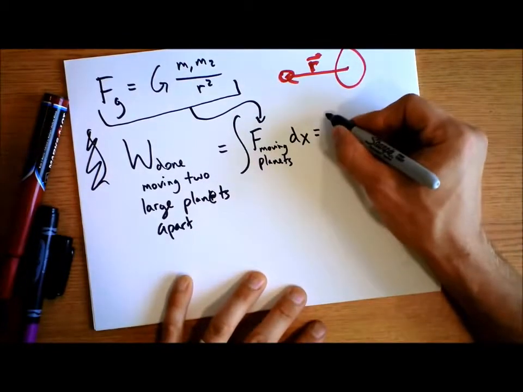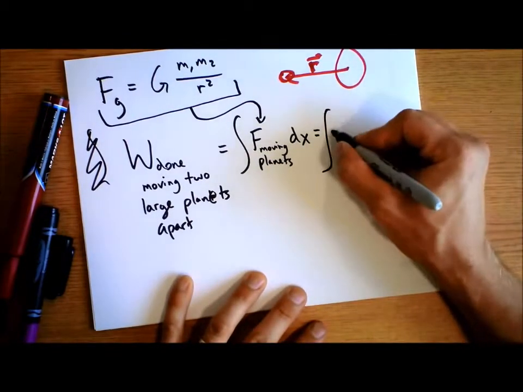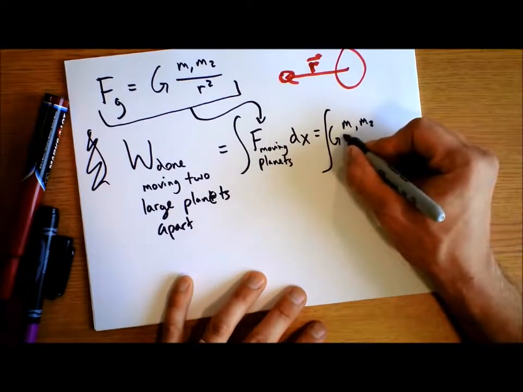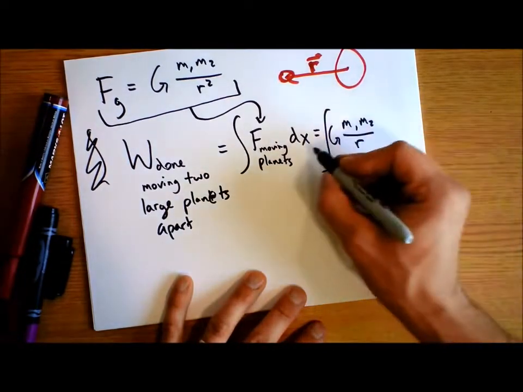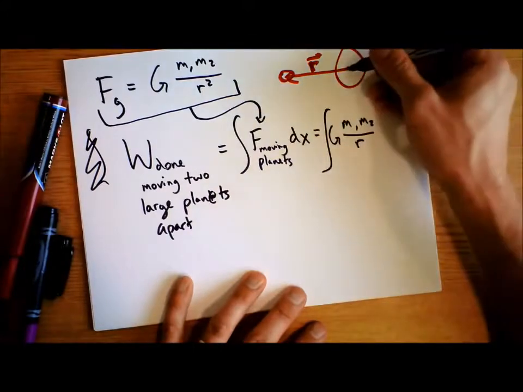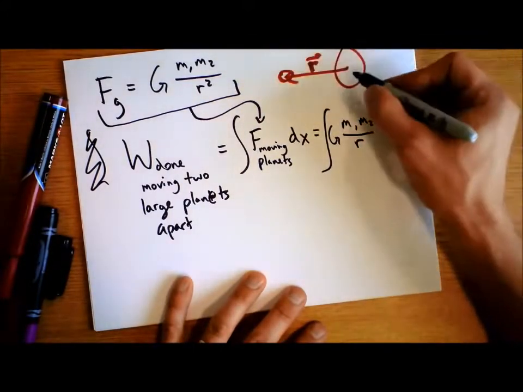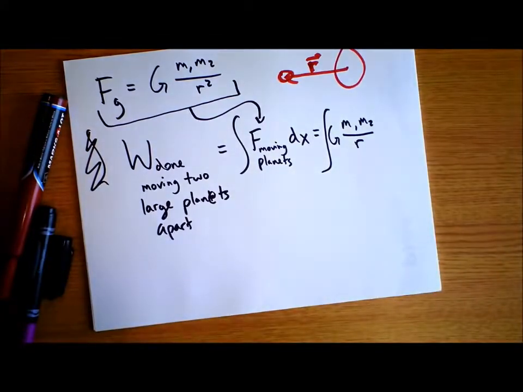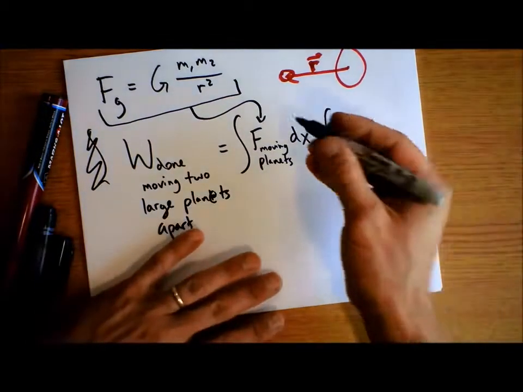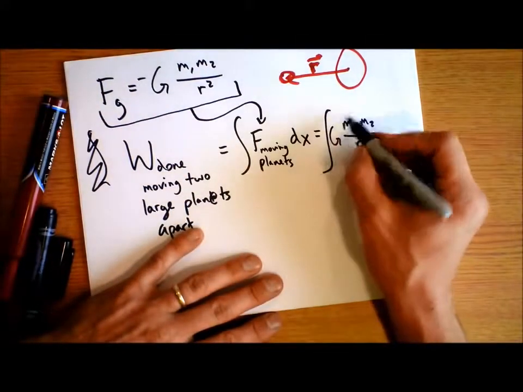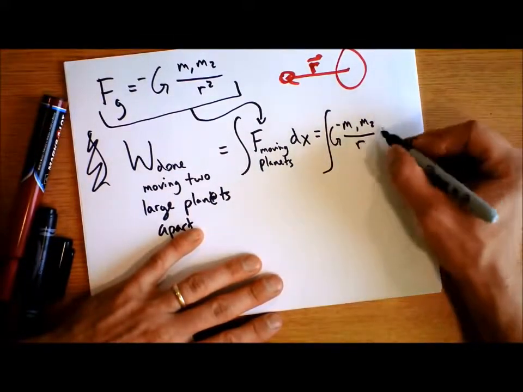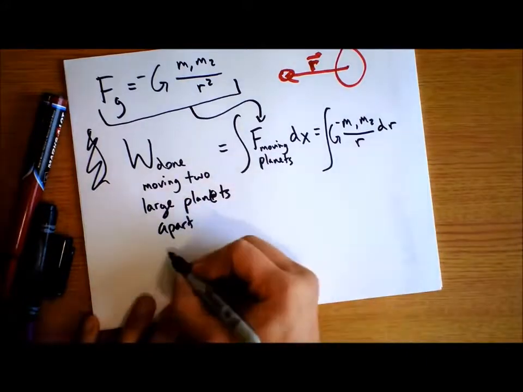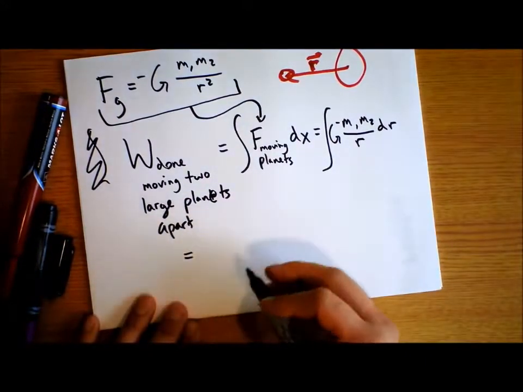So I'm going to get the integral of capital G times the mass of planet 1 times the mass of planet 2 divided by r squared. And remember, instead of saying x, we're actually moving them apart in that direction. There's a minus sign in this force, isn't there? Yes, that's an attractive force. I can put the minus sign right there. And we're integrating over r, as discussed.